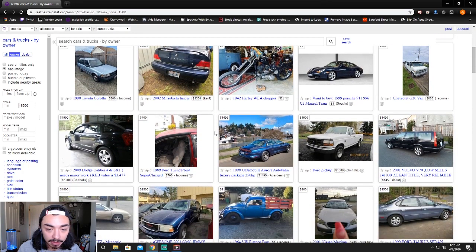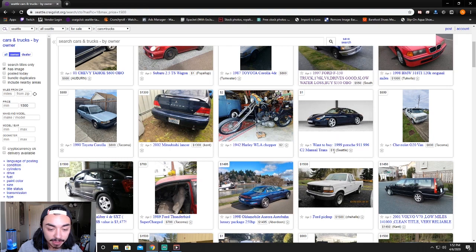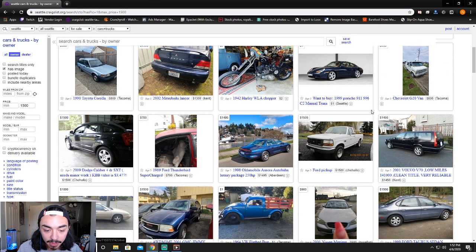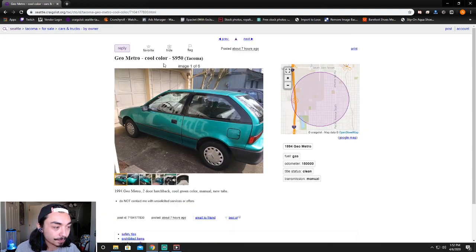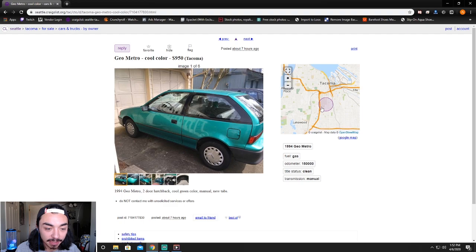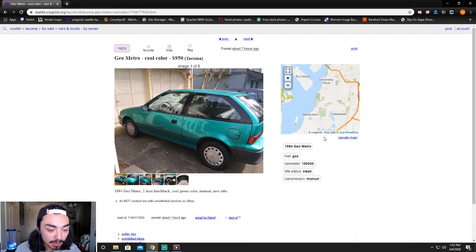Well, look here, you'll get some of these where it says like $1 want to buy. You just ignore those. But let's just take a look. I love Geo Metros. They're such cute little cars too, and they get like 54 miles a gallon. There's a 1 liter engine, and they're fantastic vehicles. So I look at this one, $950. I can see that it's in the Seattle area, which is very close to me.